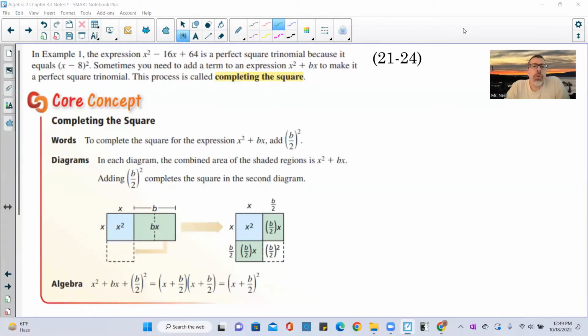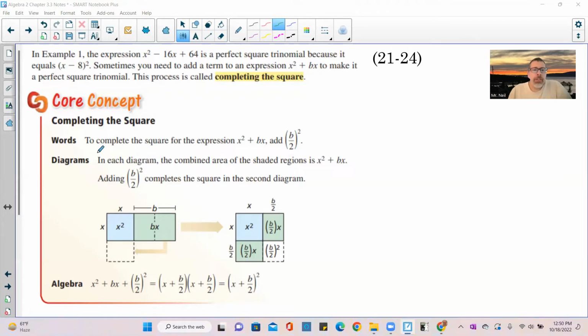Okay, so in example 1, the expression x squared minus 16x plus 64 is a perfect square trinomial because it equals the quantity x minus 8 squared. Sometimes you need to add a term to an expression x squared plus bx to make it a perfect square trinomial. This process is called completing the square. So in this core concept, completing the square, words: to complete the square for the expression x squared plus bx, we have to add half of b squared, which I said on the last page.